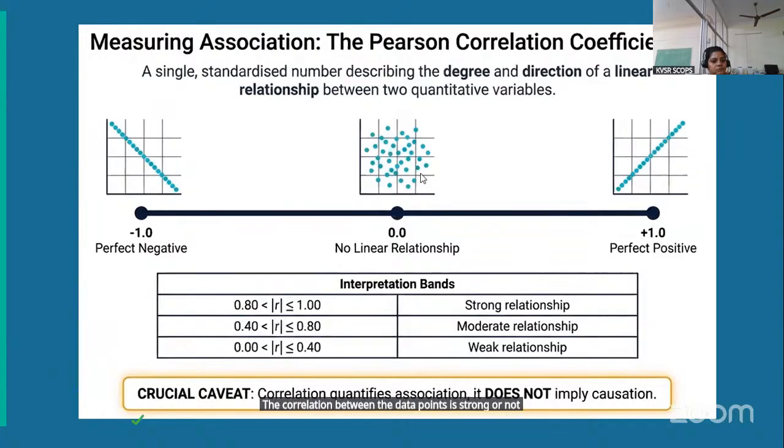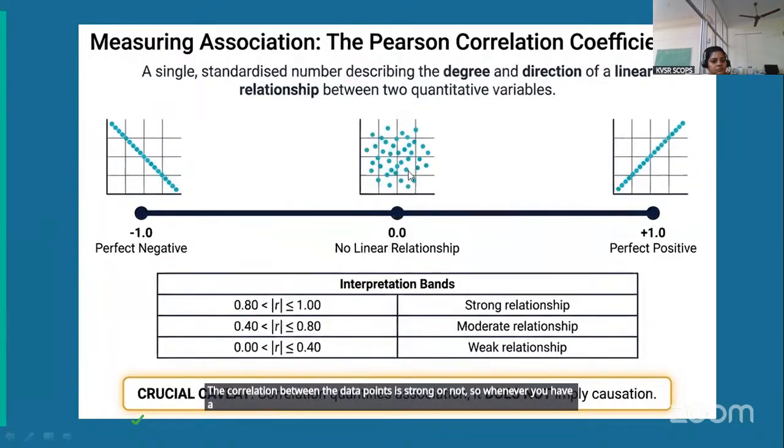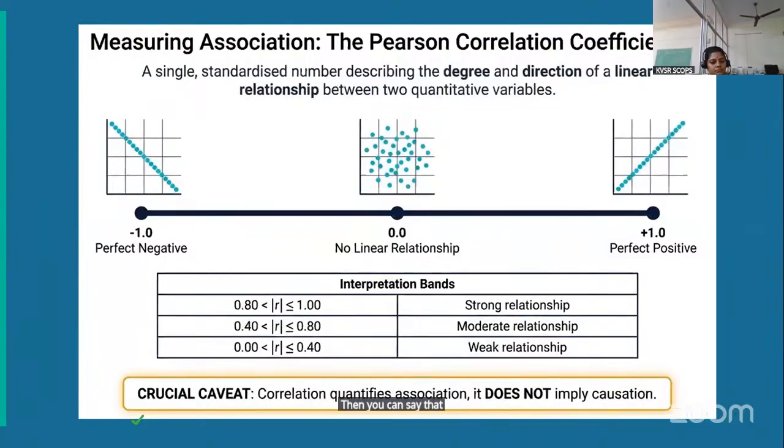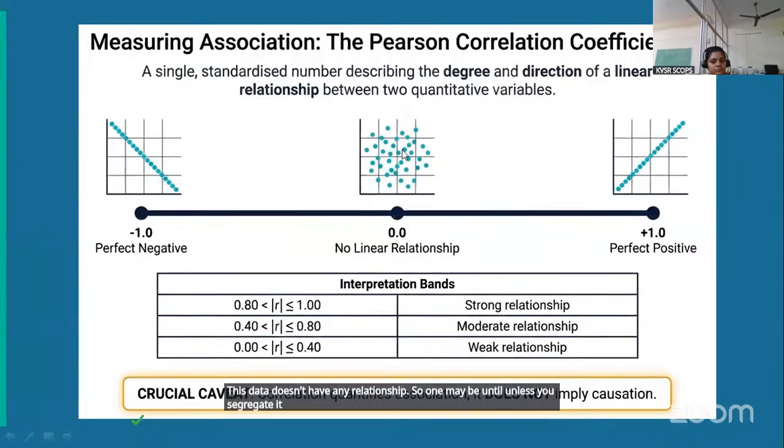Whenever you have scattered data, you can say that this data doesn't have any relationship, unless you segregate it into two different patterns, which is a different story. But by seeing this scattered graph, you say that there is no correlation between the data points. Randomly these data points are behaving.